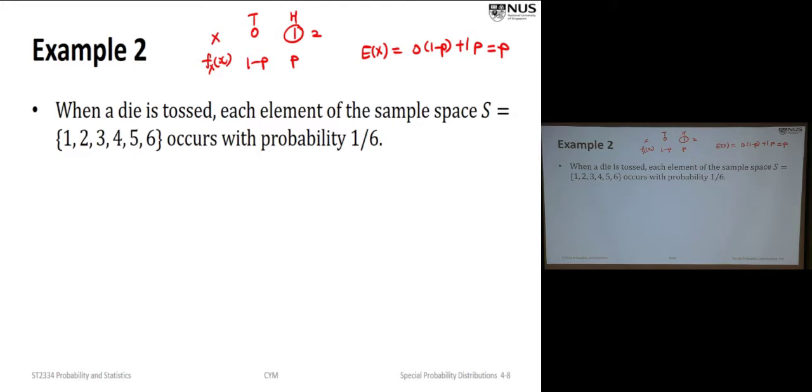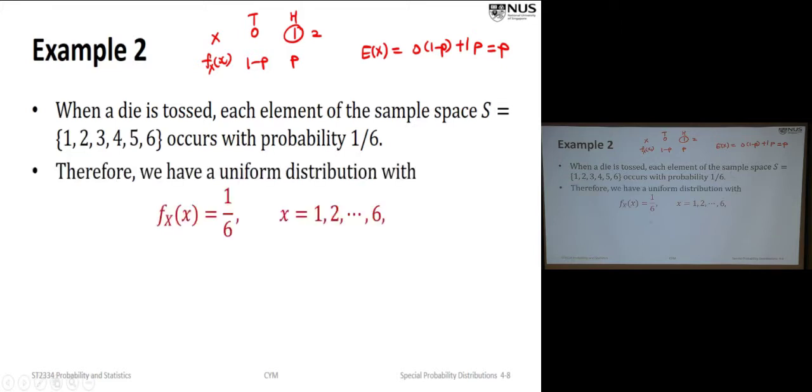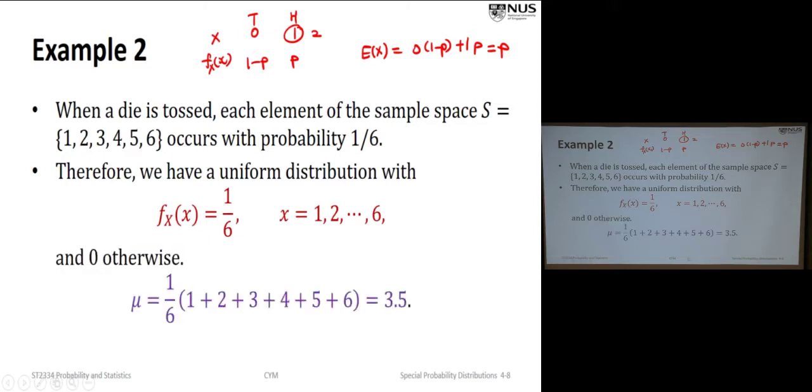All right? There's nothing wrong if you choose 0 and 2, but then it does not help you to expand your interpretation. Okay, so in this case, it's a die, 1, 2, 3, 4, 5, 6, each has probability 1/6. So this is the probability function, and 0 otherwise. And the mean is 3.5. All right, you expect the average to be 3.5.